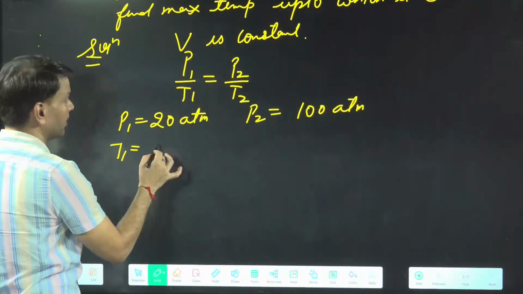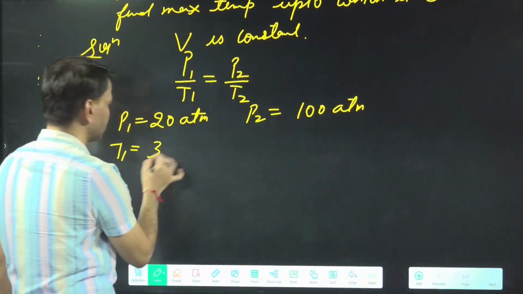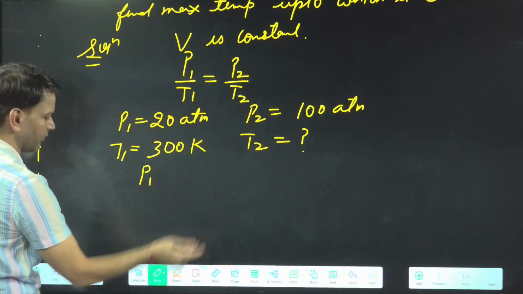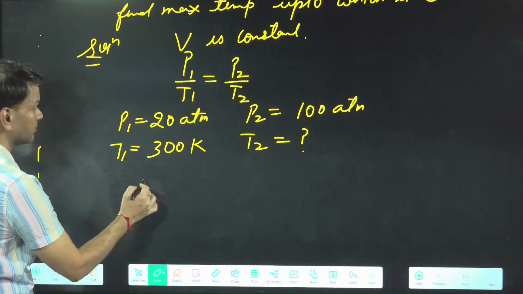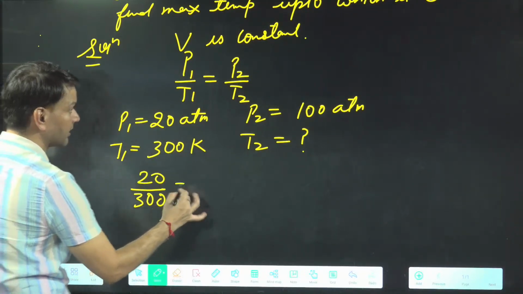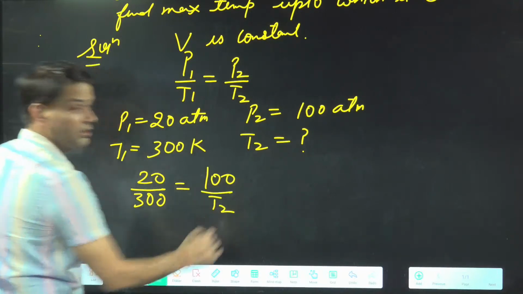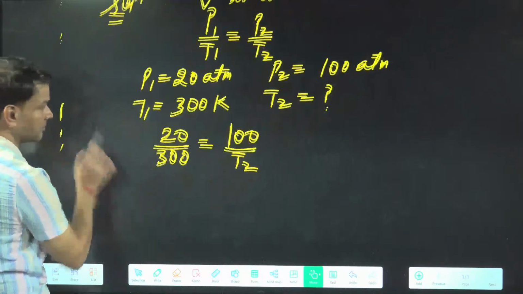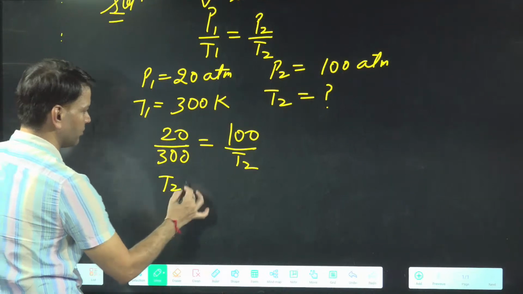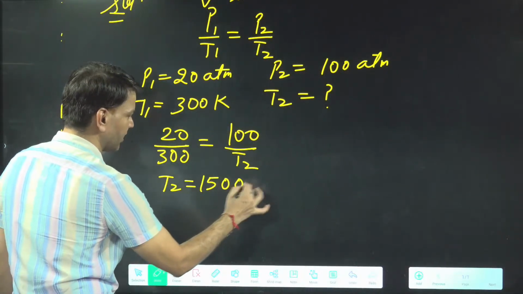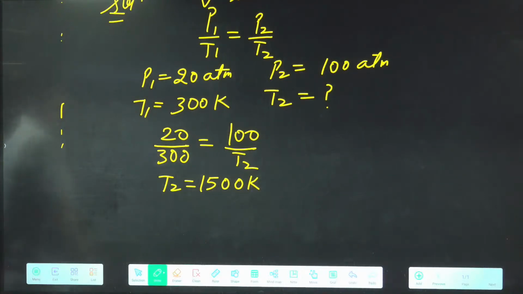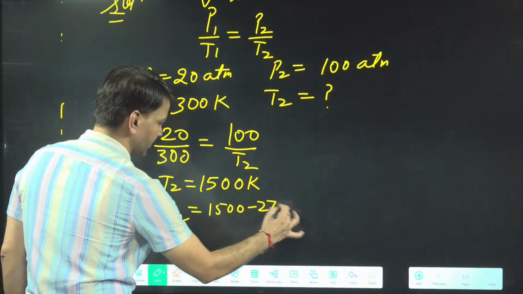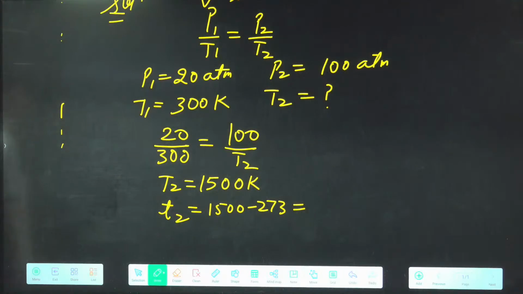T1 they have given as 27, so that's 300 Kelvin, and T2 we want to find. From P1 upon T1, put the values: 20 by 300 is equal to 100 by T2. So T2 will be equal to 1500 Kelvin. If T2 is 1500 Kelvin, then in degree C we can say 1500 minus 273, and you will get the answer in degree C: 1227.